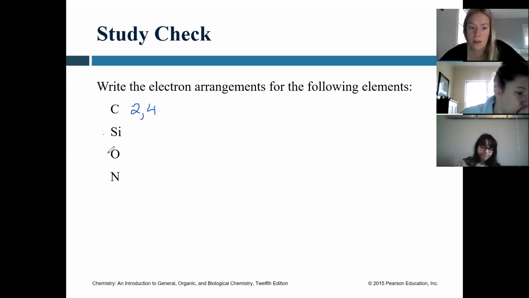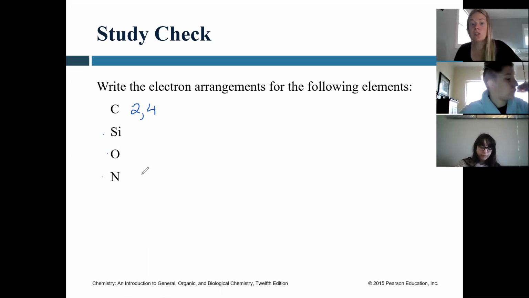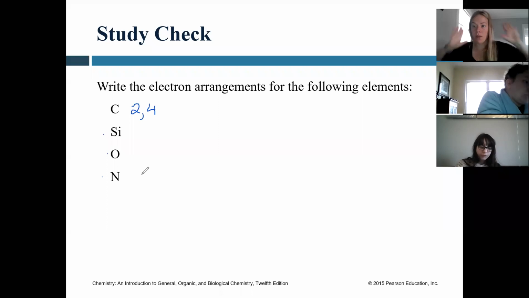Okay. I want you to do the other 3. If you can do these, you'll be good for the test with this funky electron configuration.